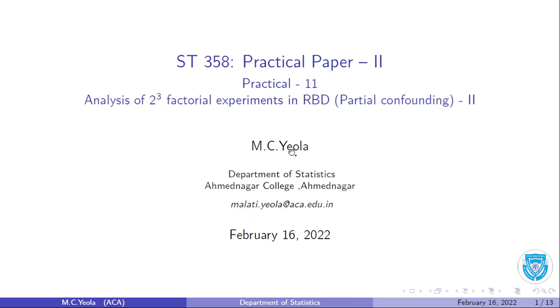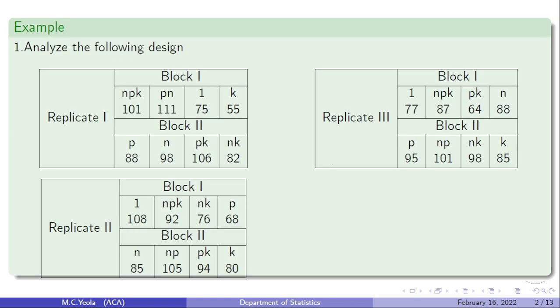This is practical number 11, analysis of 2 cube factorial experiments in RBD, partial confounding, part 2. This is the first example. We have to analyze the following data. Replicate 1 has 2 blocks, replicate 2 has 2 blocks, and replicate 3 has 2 blocks.